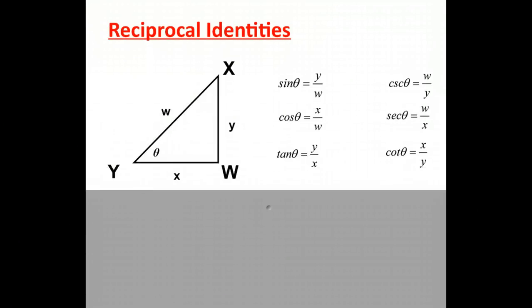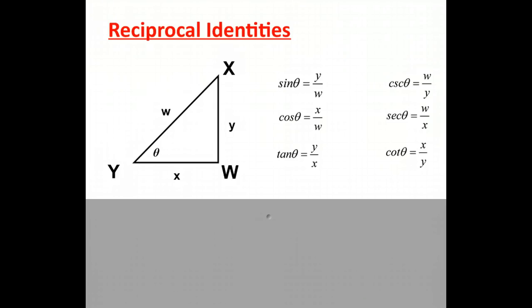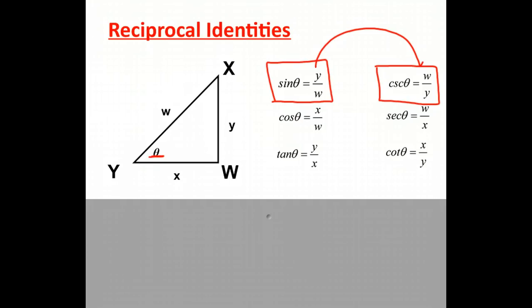Another set of identities that you are actually familiar with are called the reciprocal identities. So let's take a look at a right triangle, triangle x, y, w. If we focus in on angle theta, we can write expressions for the 6 trig functions. For example, we know that the sine of theta is equal to y over w. We know that cosecant of theta is equal to w over y. And we can see that the sine ratio, y over w, is the reciprocal or the flip of the cosecant ratio, w over y.